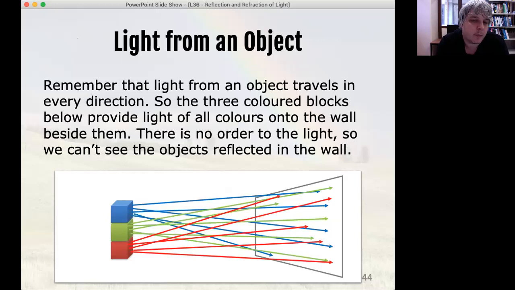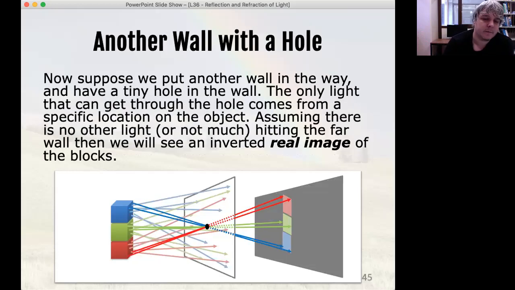The photons coming off the blocks hit that wall everywhere. And everywhere that they hit it, they undergo diffuse reflection and they spread out everywhere. And so we can't see any kind of image of that block. We can't see the block reflected in the wall because there is light from every part of the block hitting every part of the wall. So it doesn't help us see the blocks. But what about if we put another wall in between them and we put a tiny pinhole in that in-between wall?